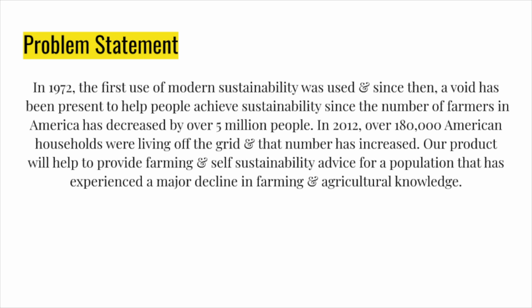Our problem statement is as follows. In 1972, the first use of modern sustainability was used, and since then, a void has been present to help people achieve sustainability, since the number of farmers in America has decreased by over 5 million people. In 2012, 180,000 American households were living off the grid, and that number has increased. Our product will help to provide farming and self-sustainability advice for a population that has experienced a major decline in farming and agricultural knowledge.